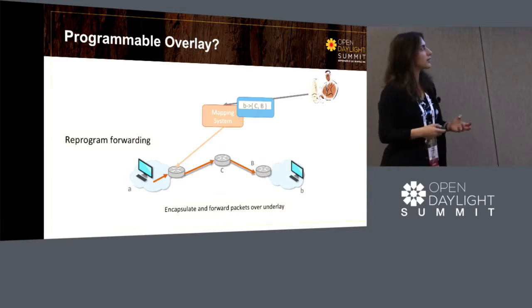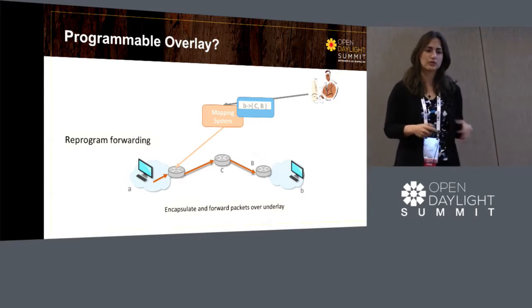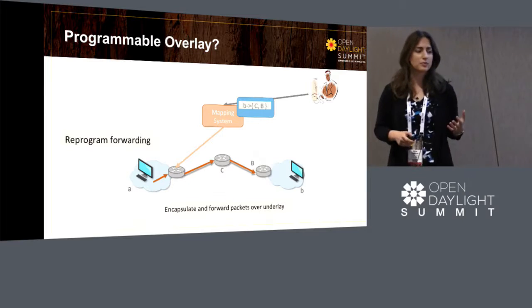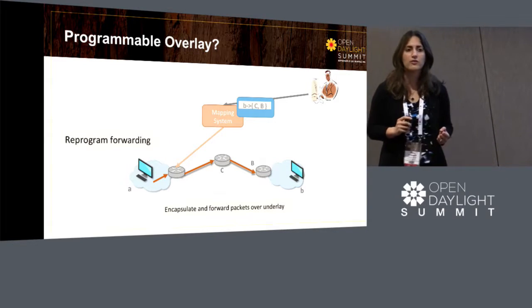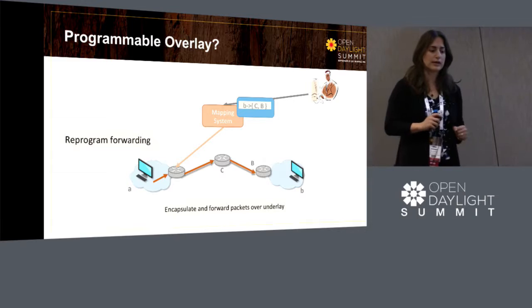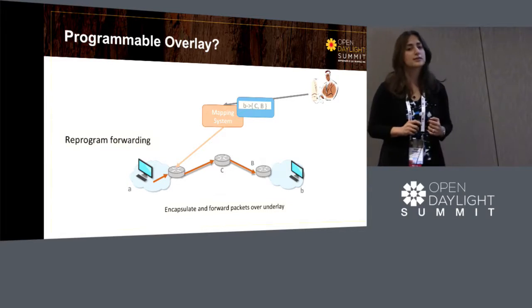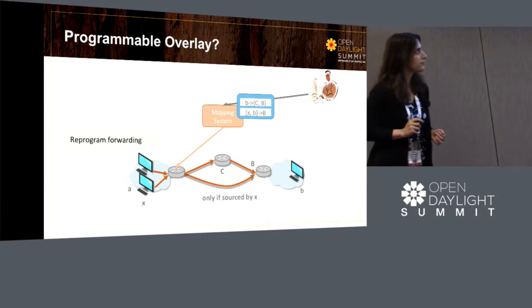A more complicated policy, let's say we want traffic to go through an intermediary hop or specify a specific path. We can again update the mapping for that destination, and the mapping system will notify the sources that are talking to that destination, and traffic will go through the intermediary hops or the path that is specified.